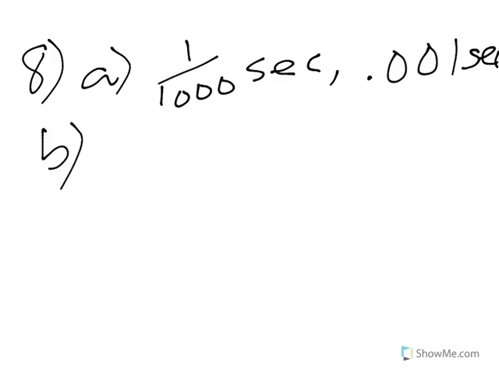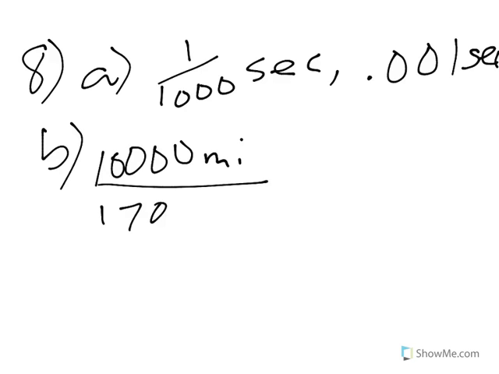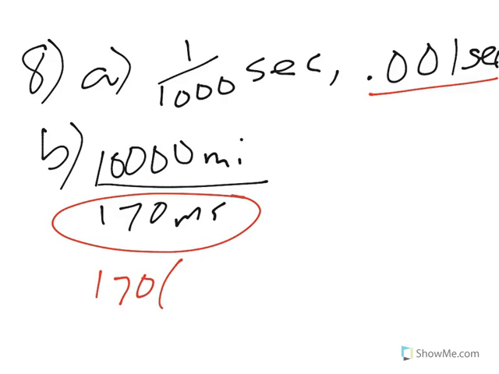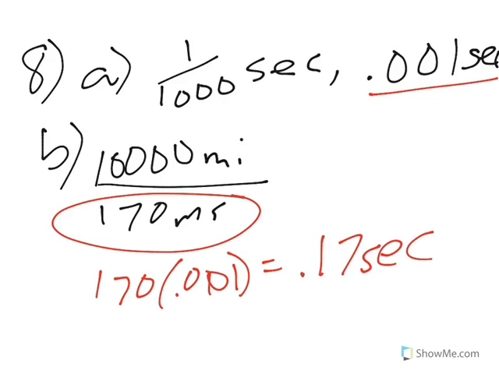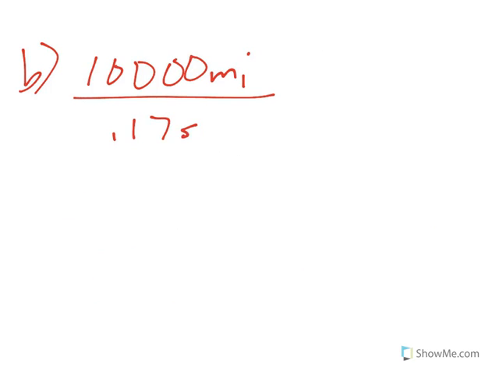Now in part B, it talks about the speed of the transmission in miles per hour. Well, the speed of this transmission right now is 10,000 miles over 170 milliseconds. Well, the milliseconds really doesn't work so well for us. So the first thing I'm going to do is say 170 milliseconds, right? This is a millisecond. So I'm going to multiply by 0.001, and this gives me 0.17 seconds. Okay? So still here in part B, I've got 10,000 miles over 0.17 seconds. Okay, right? That's super fast.